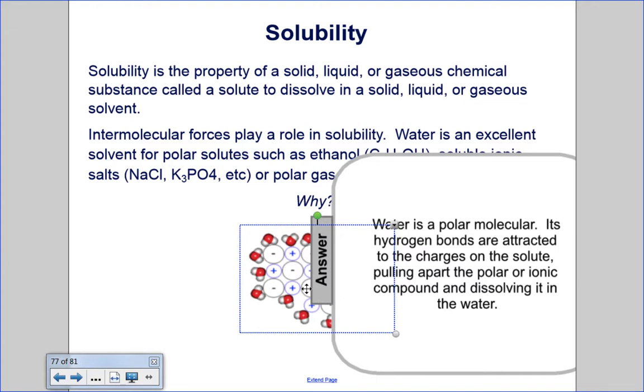So the negatively charged oxygen pole of water will pull on the positively charged, for instance in the case of NaCl, the positively charged sodium ion. And the positively charged hydrogen would be attracted to the chloride negative ion in NaCl. Therefore, the solvent, water, will pull the parts of the solute apart, making it dissolve into water.